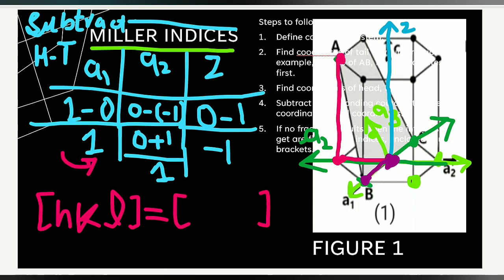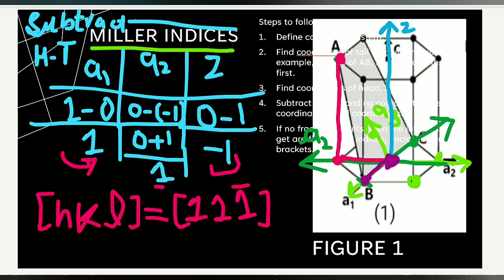This is for A1, so it will give us h, first is 1, then we'll write k, which is obtained from A2 coordinates, which is 1 here again, so 1, 1, then we have l, and l is something that we'll get from Z axis or Z coordinates, which is minus 1, and minus 1 is written as 1 with a bar on it. Okay, so these are the final Miller indices.